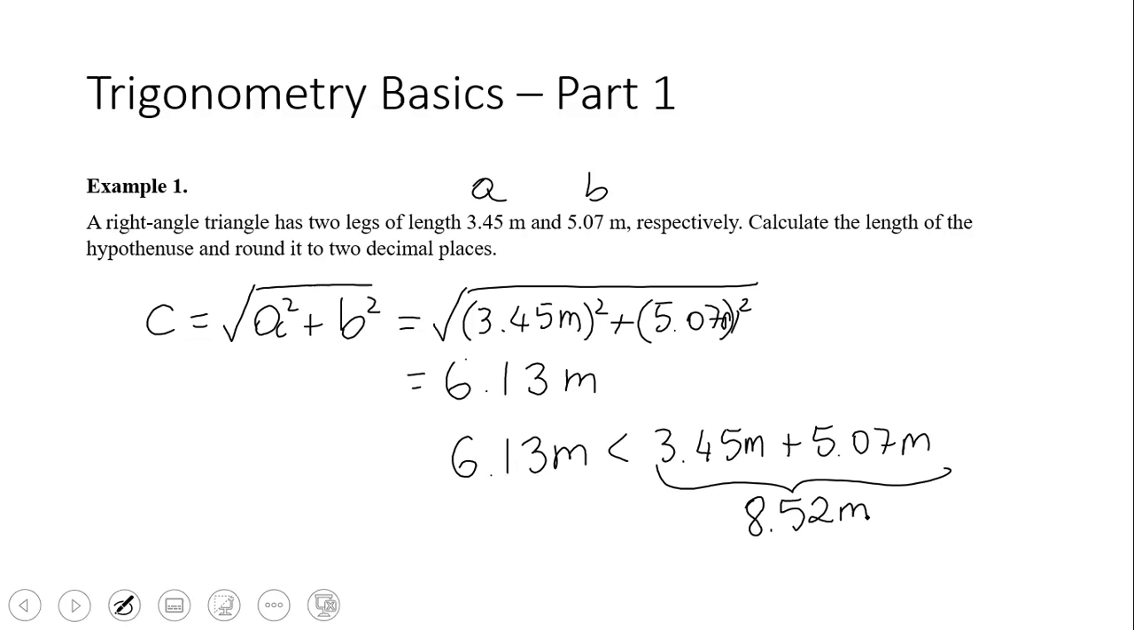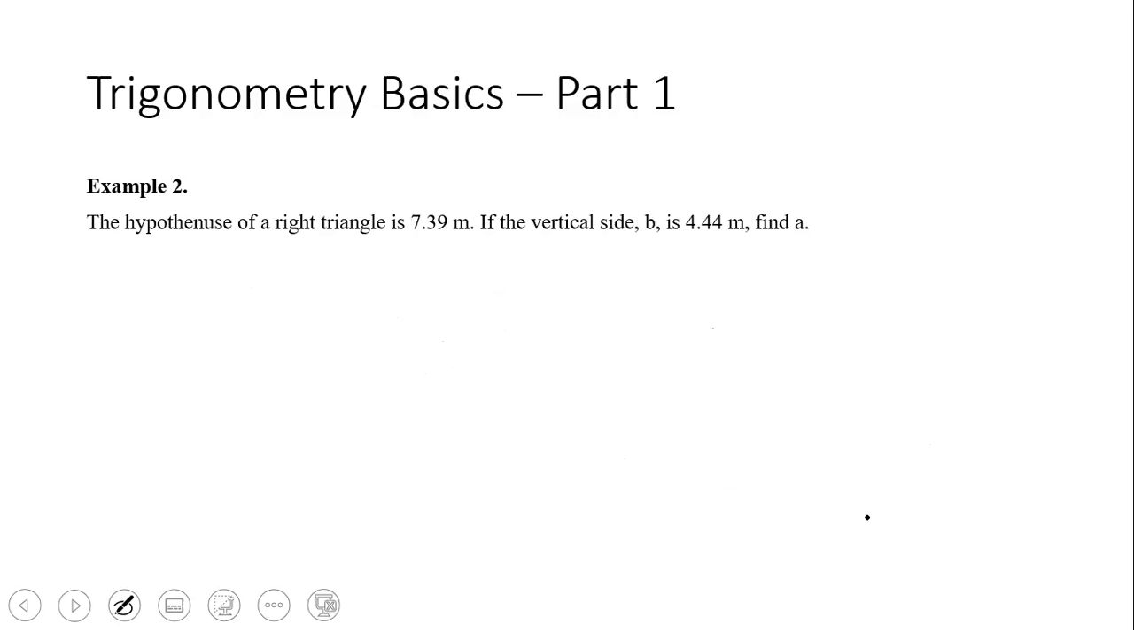Now let's do another example. And what I suggest here is to stop the video and try to do it yourself first, and then restart the video and look at the solution. In this case, we have another triangle, but we're given the hypotenuse of the right angle triangle, which is 7.39 meters. And the vertical side, let's call it B, is 4.44 meters. And we want to find A.